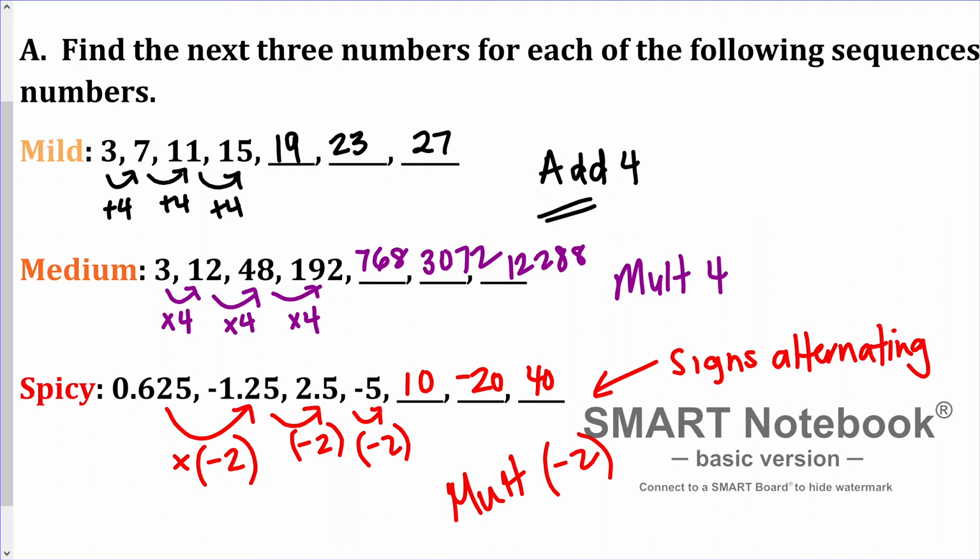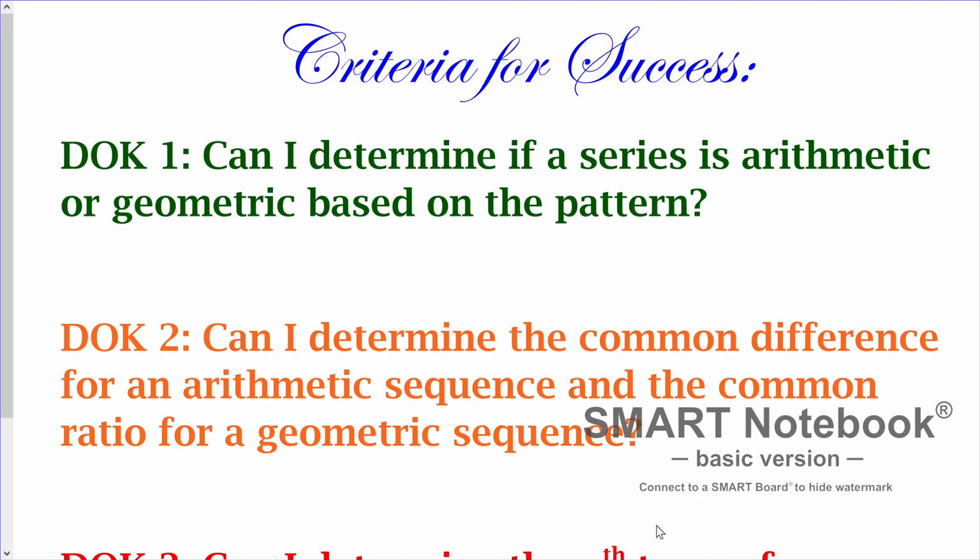So these are different kinds of sequences, and they're going to fall into the arithmetic and geometric categories. So this is our criteria for success for today.